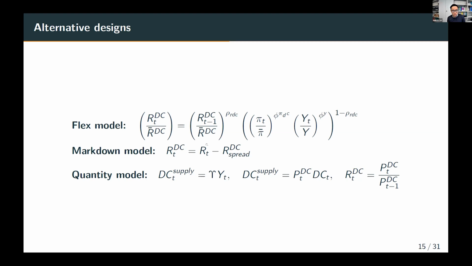One is a flex model, where the rate of CBDC is determined by a kind of Taylor rule, to control inflation and the output gap. The markdown model will deduct some percentage points from the policy rate and give it to holders of CBDC. And the quantity model fixes the supply at a proportion of output, and then lets the market determine the price, and the price is just the change in the price of CBDC.